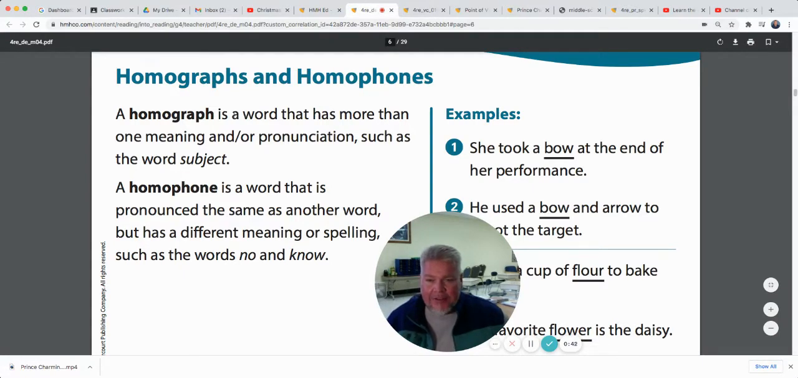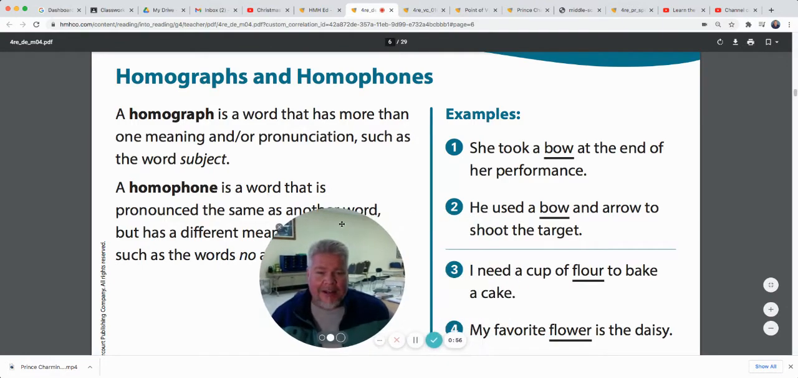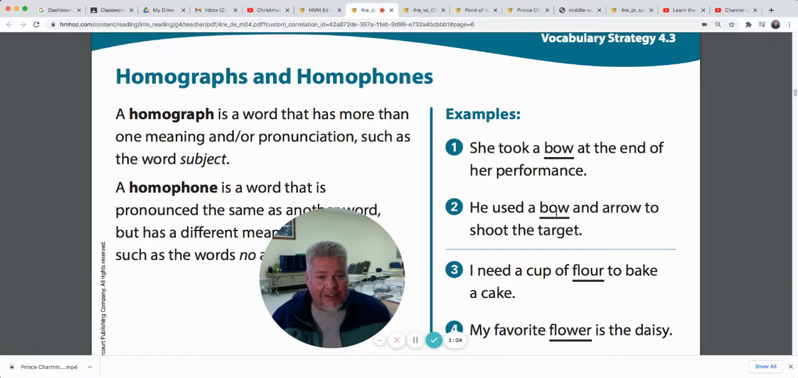So let's look at the official definition here. A homograph is a word that has more than one meaning and or pronunciation, such as the word subject or subject. So here's two examples right here. These words, they're spelled exactly the same. They're written exactly the same, but you say them differently and they mean different things. For example, she took a bow at the end of her performance. He used a bow and arrow to shoot the target. Bow, bow, but they're spelled exactly the same way. So we call these words homographs.